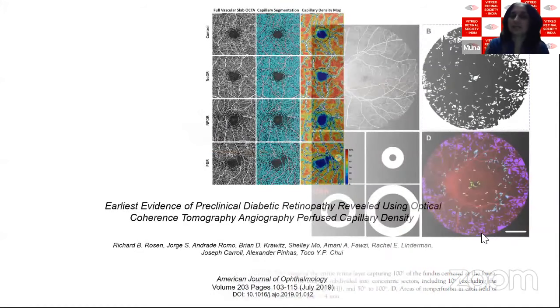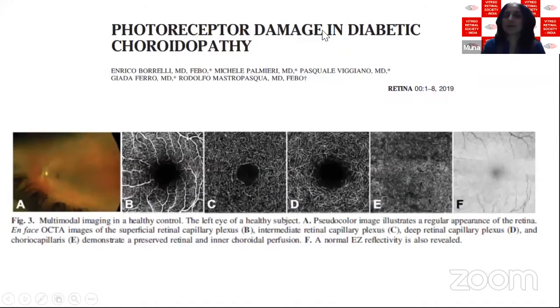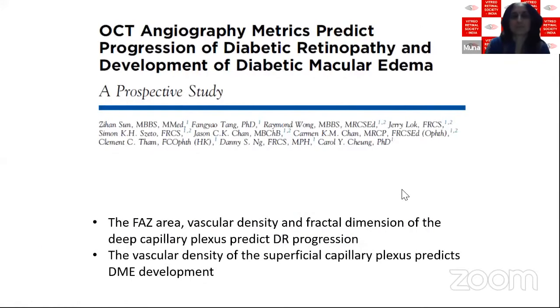And again, the earliest evidence of preclinical diabetic retinopathy was revealed using OCT perfused capillary density. And it was found that patients with preclinical diabetic retinopathy also had a slightly larger area of non-perfusion compared to normal patients. Photoreceptor damage in diabetic choroidopathy has also been noted. And you see areas of dark spots in the choriocapillaris. I'm sure Jay will talk about it in his talk.